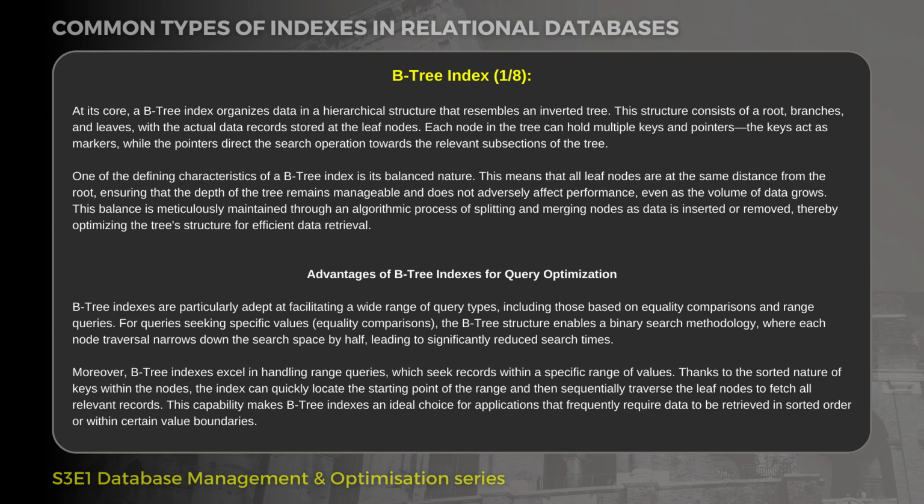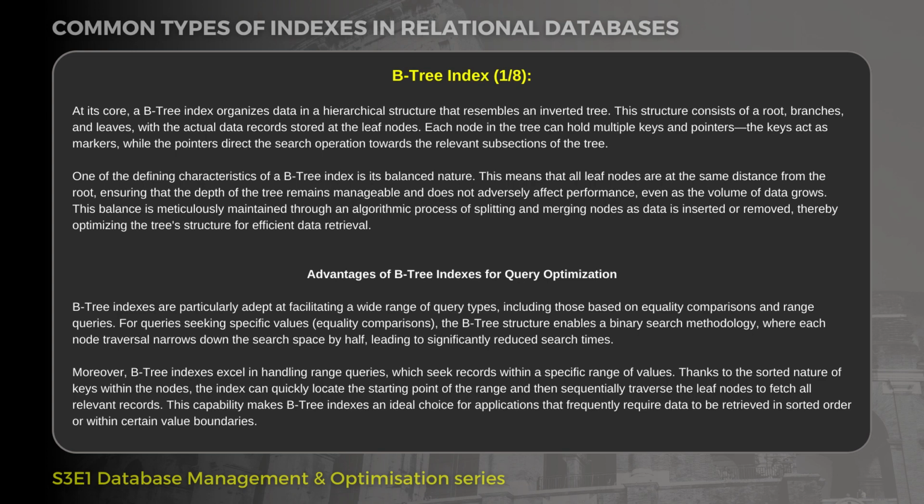One of the defining characteristics of a B-tree index is its balanced nature. This means that all leaf nodes are at the same distance from the root, ensuring that the depth of the tree remains manageable and does not adversely affect performance, even as the volume of data grows. This balance is meticulously maintained through an algorithmic process of splitting and merging nodes as data is inserted or removed, thereby optimizing the tree's structure for efficient data retrieval.